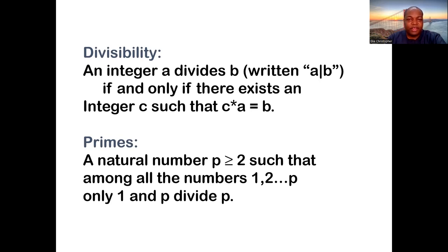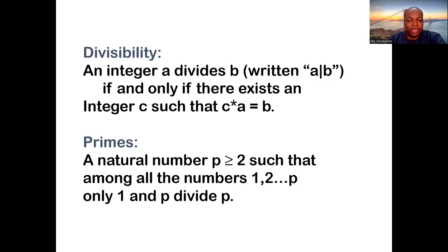In divisibility, we talk of an integer. We say that an integer A divides B, written A | B, if and only if there exists an integer C such that C multiplied by A is equal to B.